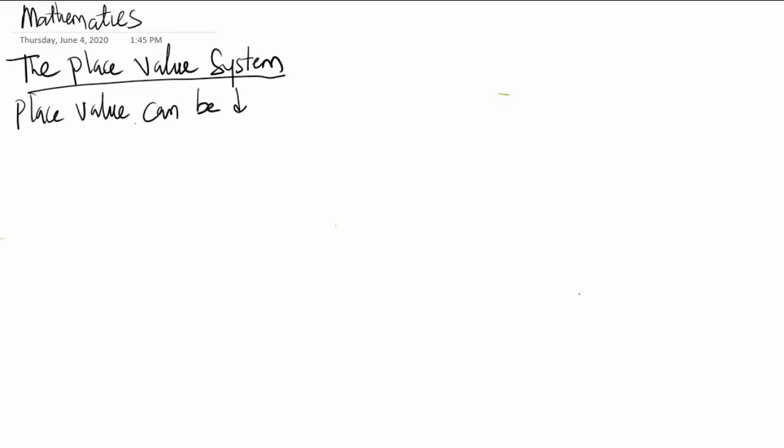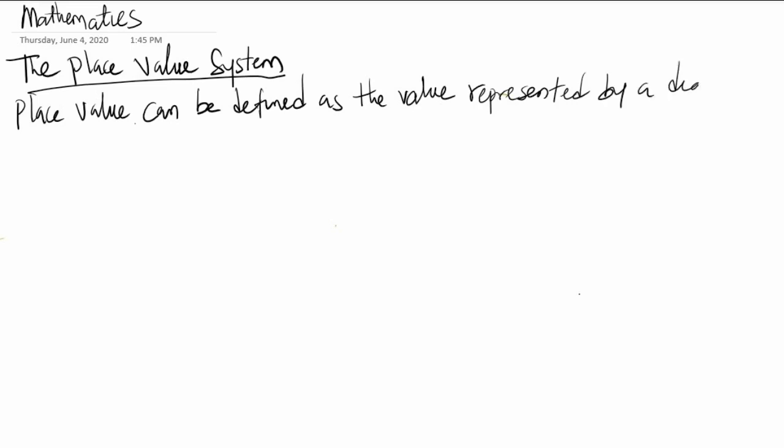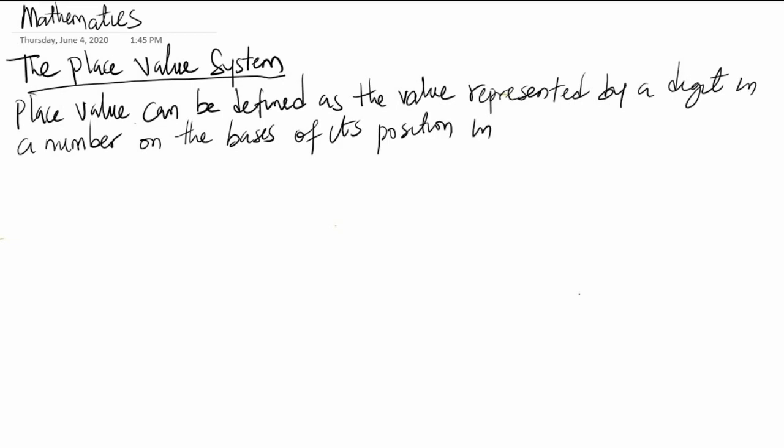Place value can be defined as the value represented by a digit in a number on the basis of its position in the number.